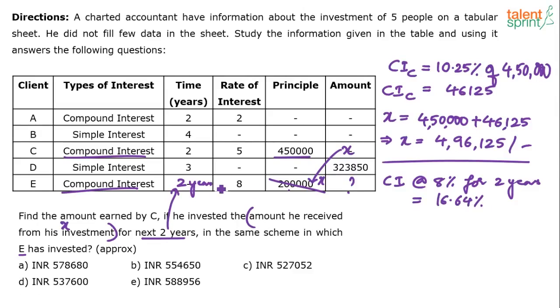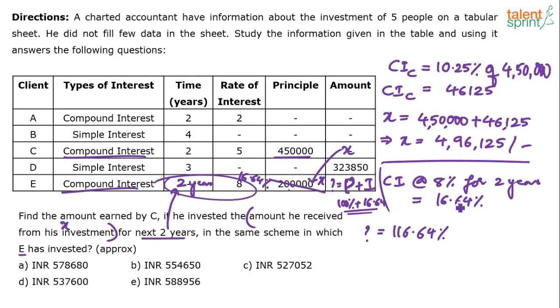That means the interest that we earn from this scheme is 16.64% of whatever you have invested. How much has C invested? C has invested this 4,96,125. But remember, what are we supposed to find out? Total amount. This is equal to principal plus interest, right? Principal is 100%. Interest is 16.64%. You're able to follow. So 100 plus 16.64. So the total will be 116.64%.